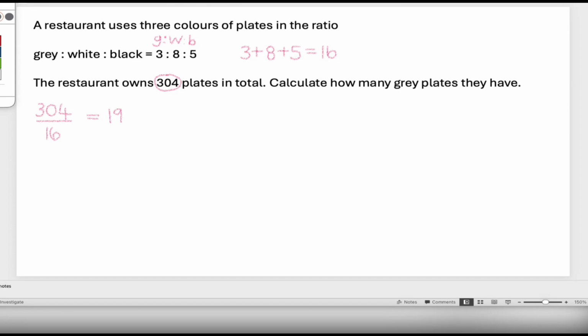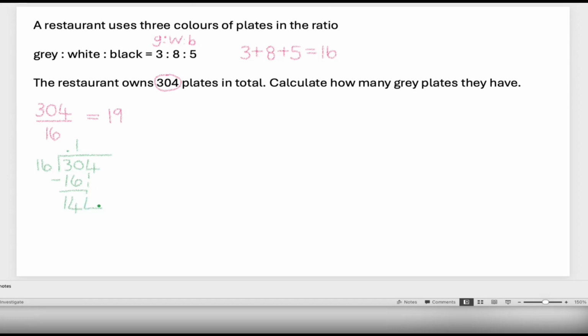Okay, let's quickly try this. Remember, it's not recommended that you use a calculator, so let's quickly try this using the long division method. So we have 16, and then inside we have 304. Okay, 16 goes into 3 how many times? It can't go into 3. 16 goes into 30 how many times? 1 time. 16 times 1 is equal to 16. What is 30 minus 16? It's equal to 14. Then what we do is we bring down the 4.